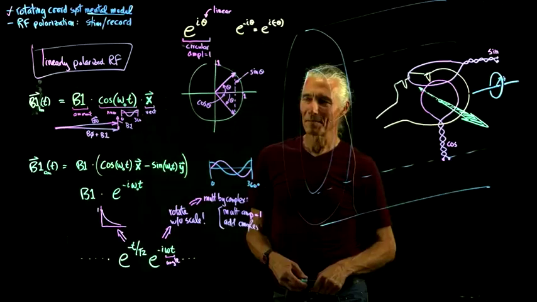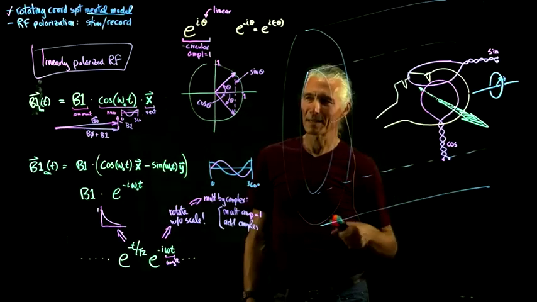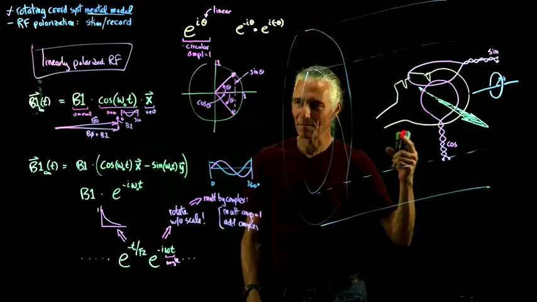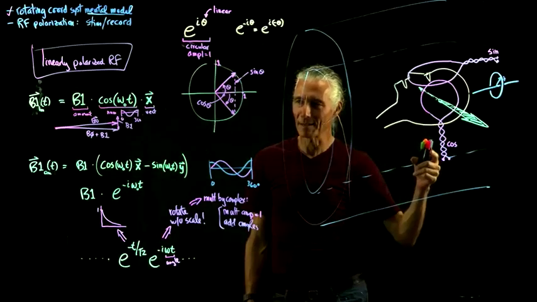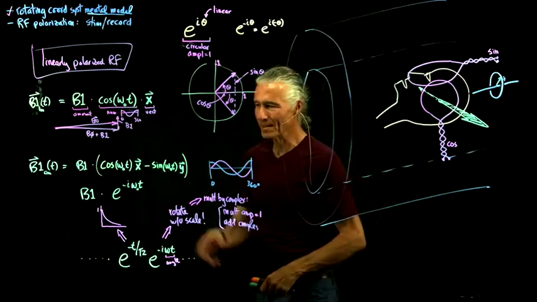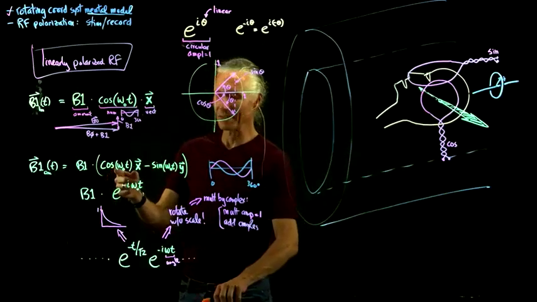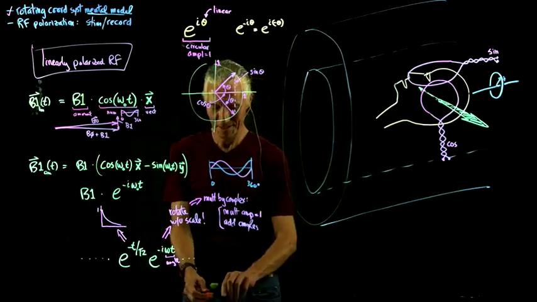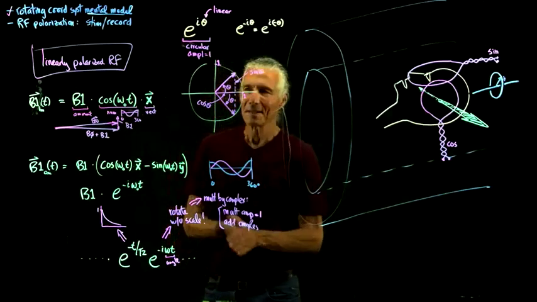We'll talk about how we can write a simple equation that describes what signal is going to come out of one of these coils. It's not very much. It's basically very similar to this. Okay.